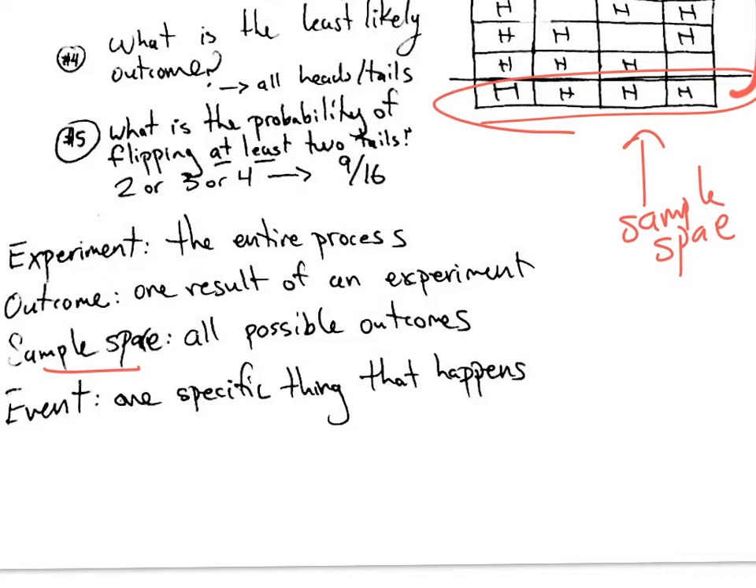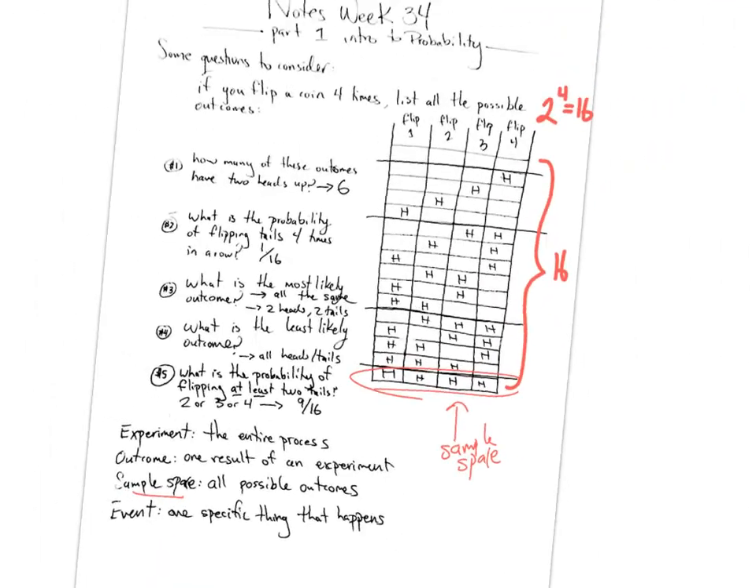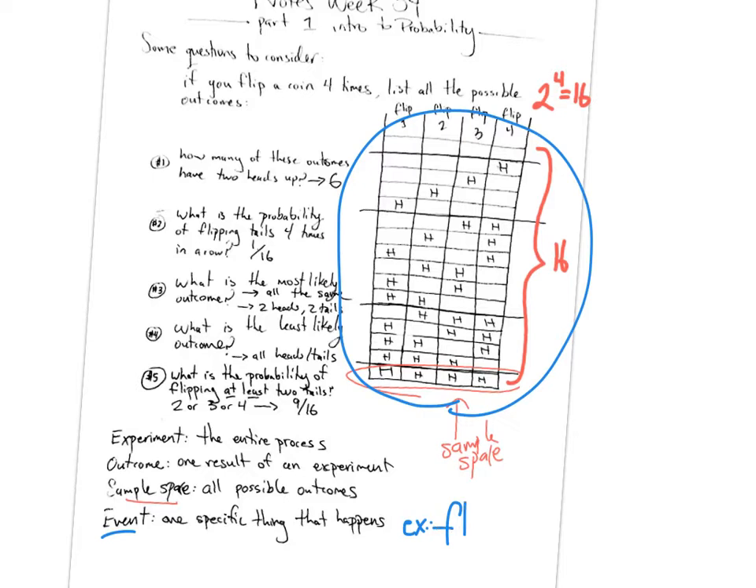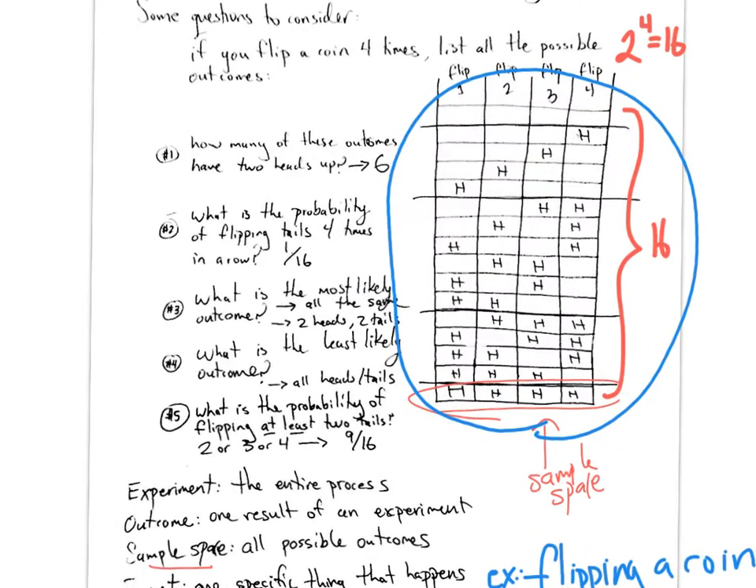And let's do this so that we have this. That's a space, not a spay. Space in our notes. So sample space is all of that. Okay, each of those 16 different outcomes. And then lastly, event, one specific thing that happens. So in this example, it would just be flipping a coin. All right, so one specific thing that happens.